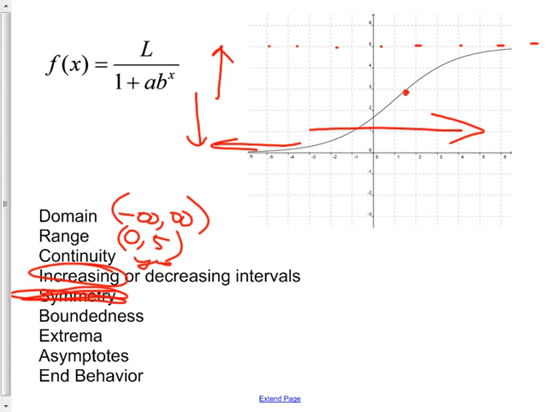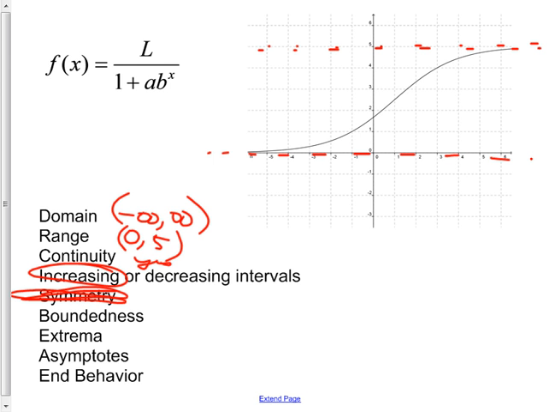Next thing is boundedness. Boundedness is, how is this thing contained? Is it bound? You know, like somebody binds you. They have tied your hands. You're like, you can't get out. Is this thing stuck between things? Yes, it is. It's bounded on the bottom with 0 and on the top with 5. So this is bounded. That's all you have to say. Extrema. Has it got local maximums and local minimums? No, it does not.